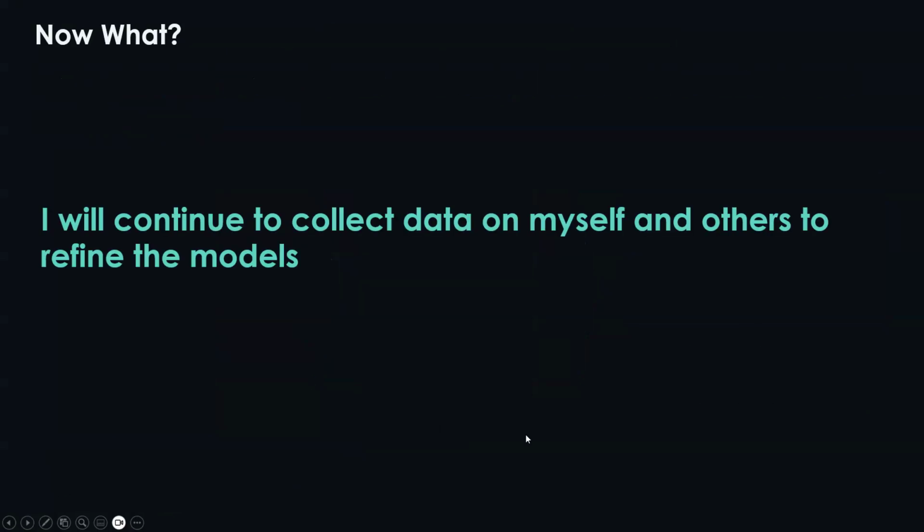So now what? I will continue to collect data on myself and others to refine these models. And that's where I plan to spend the next 30 to 90 days.